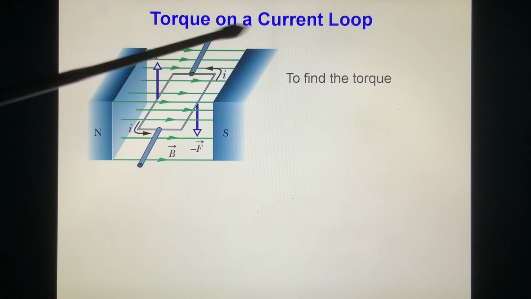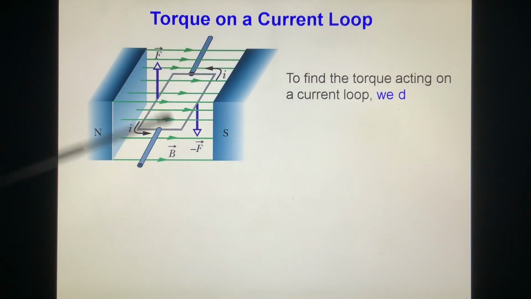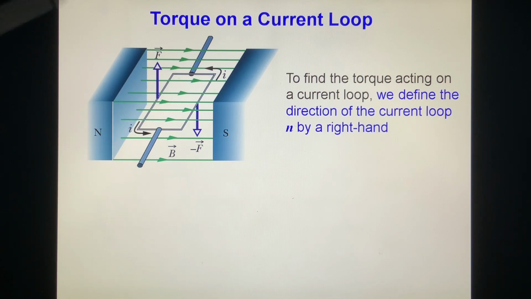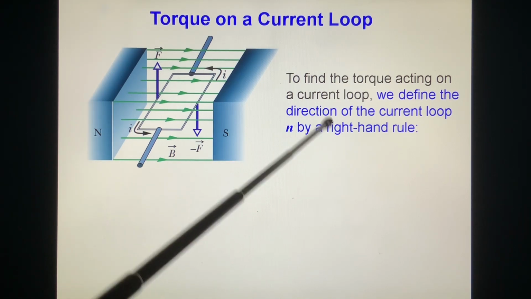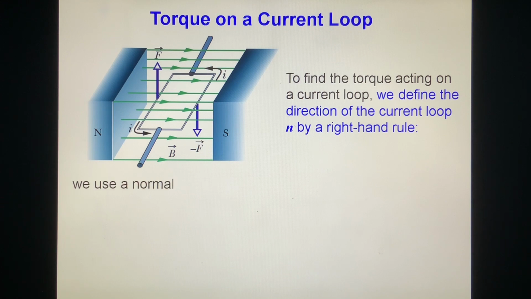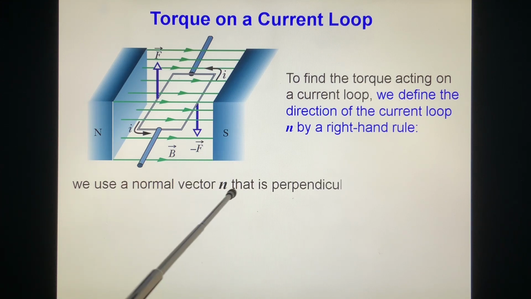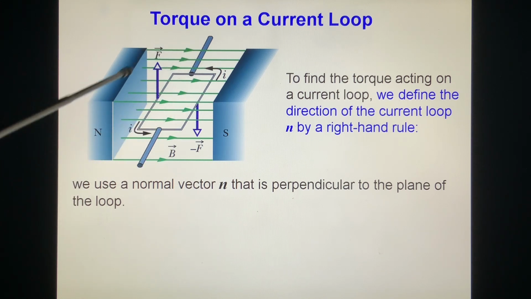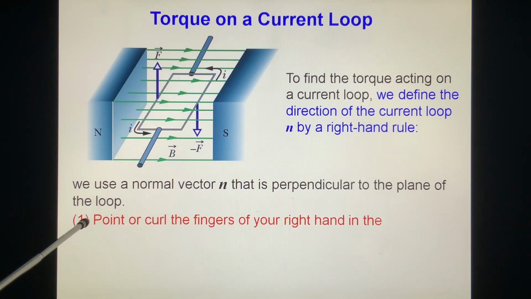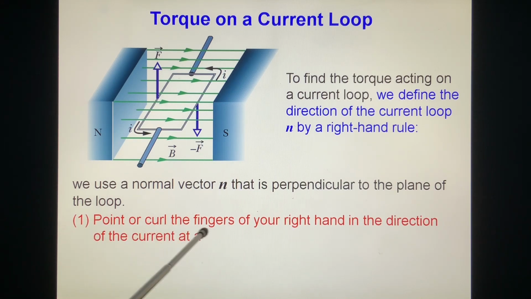First, we define the torque acting on the current loops. We define the direction of the current loop by a right-hand rule. We use a normal vector n that is perpendicular to the plane of the loop. The first step is to curl the fingers of your right hand in the direction of the current at any point on the loop.